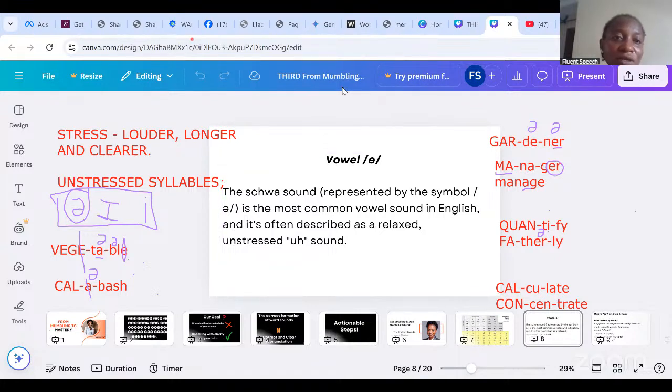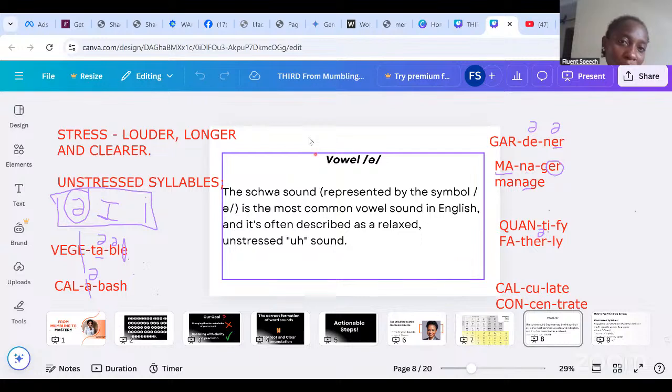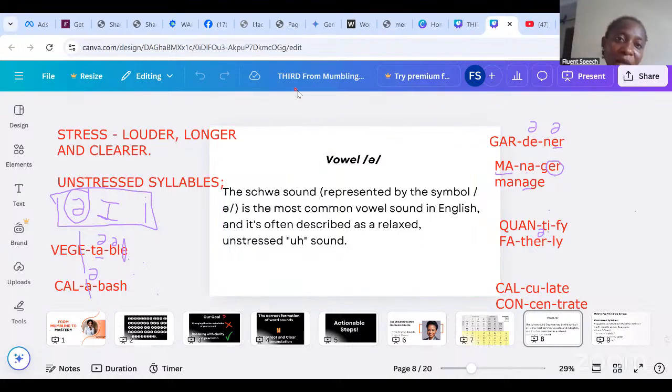Please, do you understand this rule so I can go to the second rule? So what we're trying to establish here is the fact that when you're pronouncing a word, the stressed syllables should be said louder, longer, and clearer, while the part that you're not stressing, that is called the unstressed syllable, you need to reduce the vowels. Most times, reduce it into a schwa. Let me know if these rules are clear.